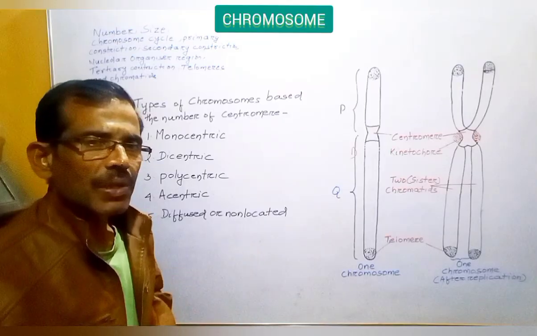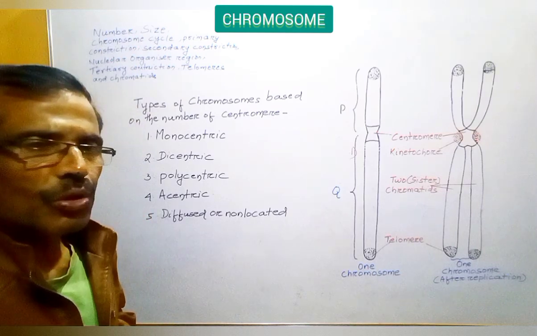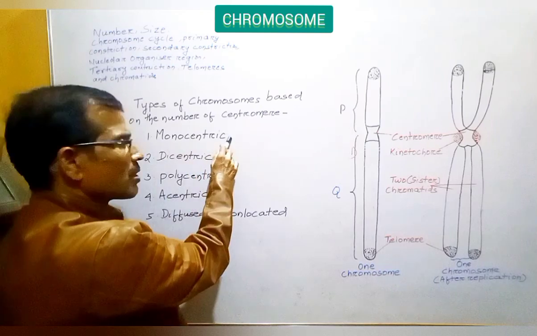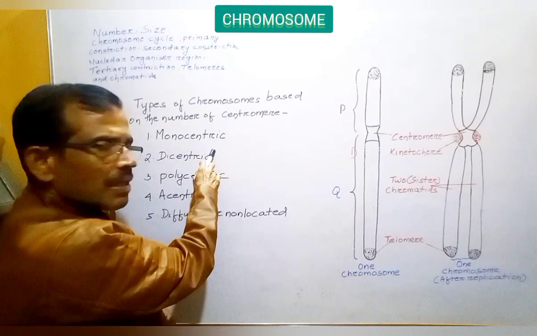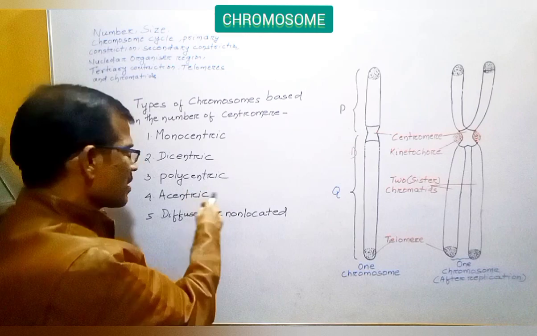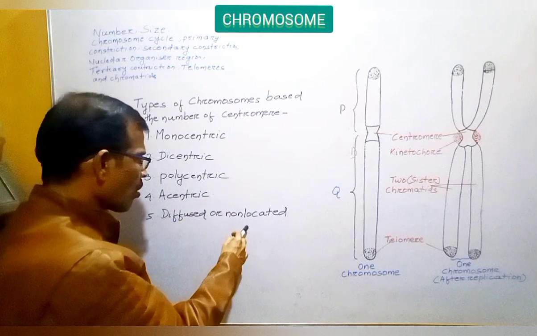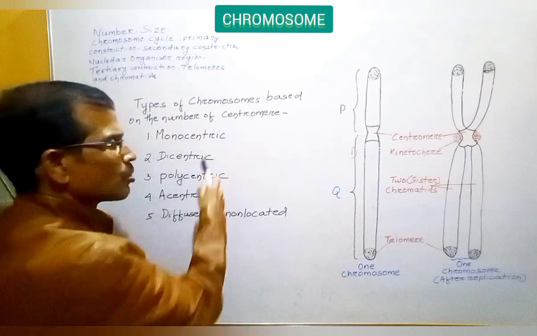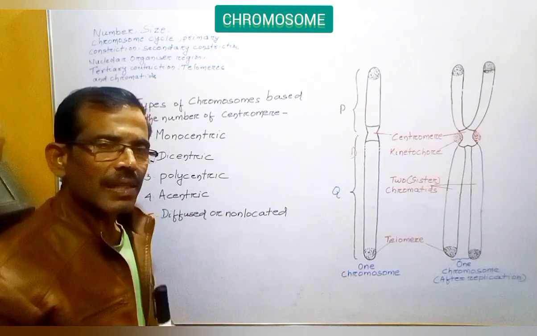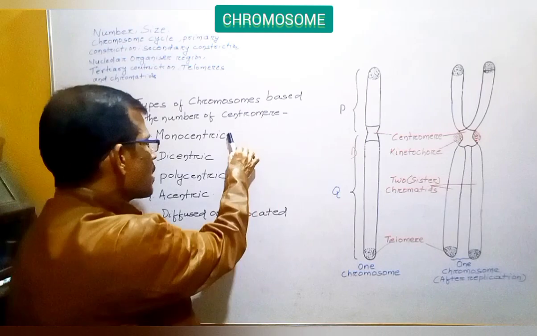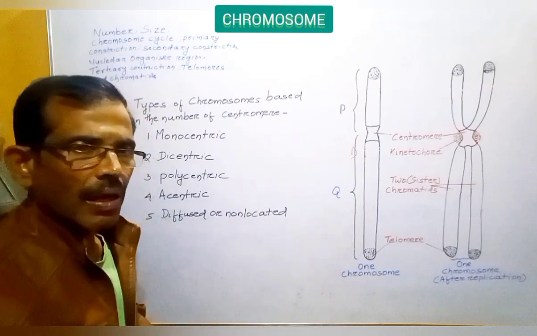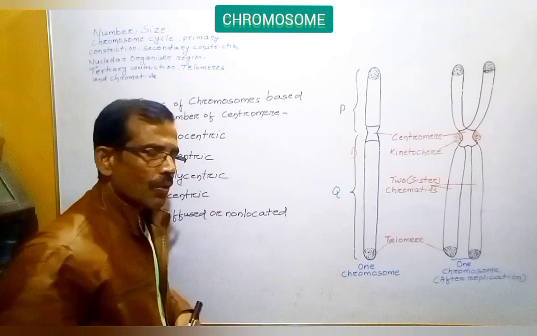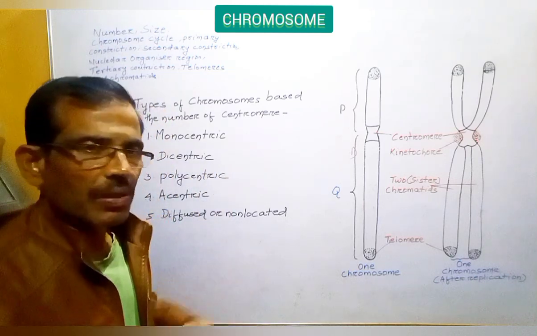Based on the number of centromeres present, chromosomes can be classified into different types such as monocentric, dicentric, polycentric, eccentric, and diffused or non-located. First one is monocentric chromosomes, which have a single centromere. Such type of chromosomes are normal. Second type of chromosome is dicentric, which has two centromeres.